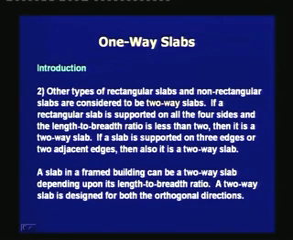A two-way slab is designed for both the orthogonal directions. That means whatever types of slabs which are not falling under the category of one-way slab come under two-way slabs. For rectangular slabs, if the length to breadth ratio is less than 2 when all the sides are supported, then it is a two-way slab. And for a two-way slab, it has to be designed for both the orthogonal directions.